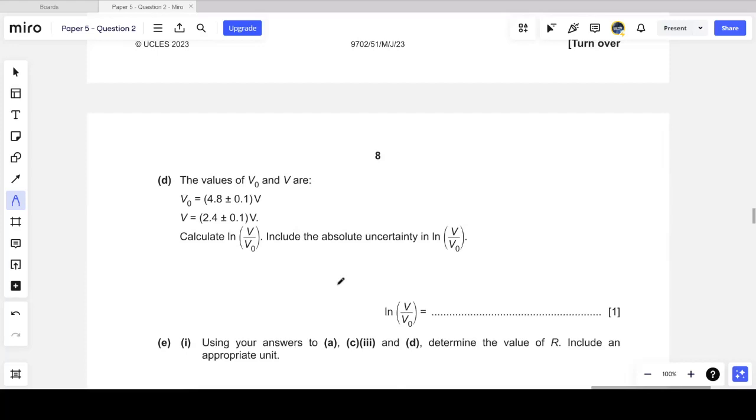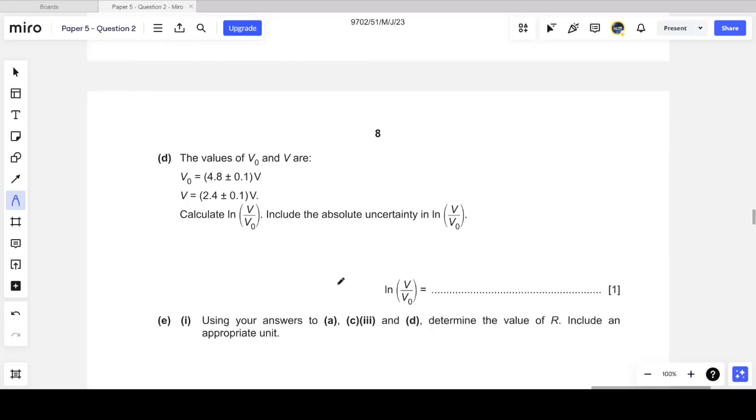Now, the last question, or the last page rather, usually has all your analysis, where you take the data and you put it through various calculations and you find uncertainties and errors and so on. Now we're told that the values of V0 and V are 4.8 plus or minus 0.1 and 2.4 plus or minus 0.1, and both in volts. We want to calculate the log of V over V0 and include the absolute uncertainty in the log of V over V0. Okay, so this is quite a bit of work for 1 mark here.